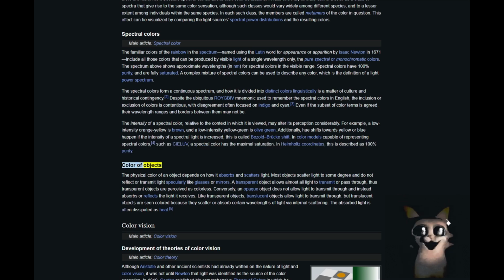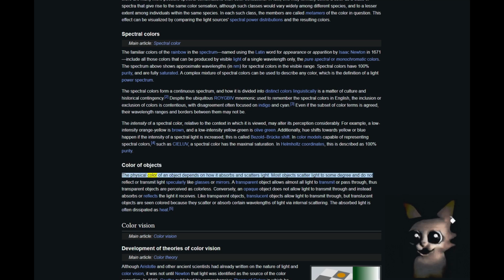Color of objects. The physical color of an object depends on how it absorbs and scatters light.